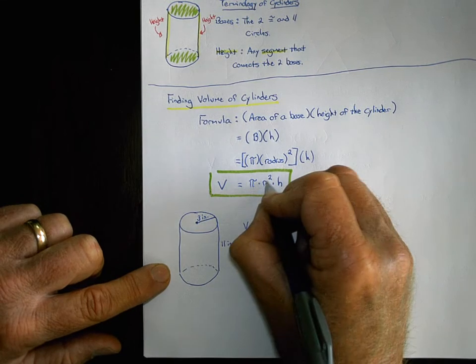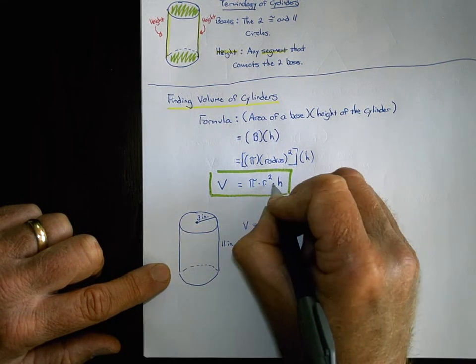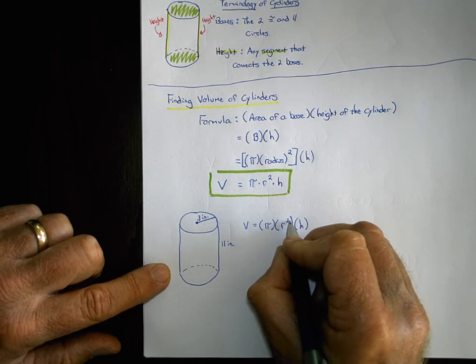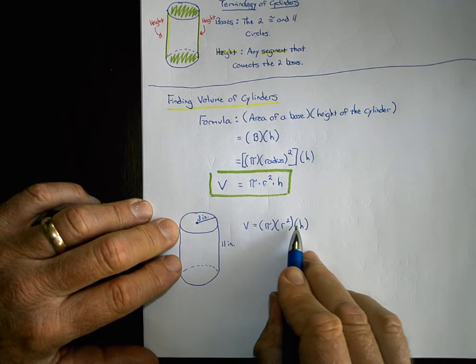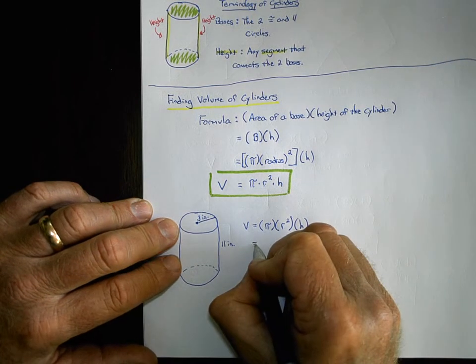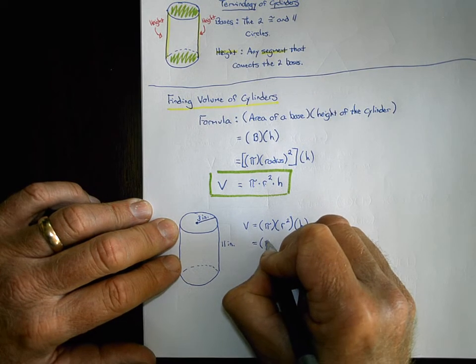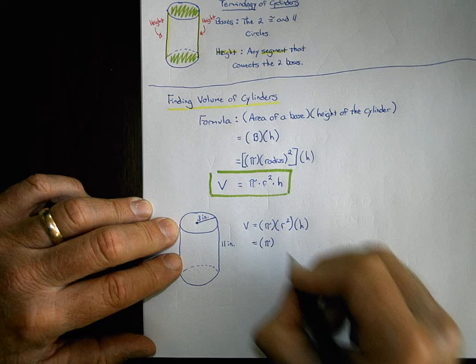times r squared. What does r stand for? It's the radius squared times the height. So pi r squared h. That's how a lot of people say it. Then that means pi times the radius squared times h. Okay? So pi we're just going to leave as the symbol pi, even though we know that it's a numerical value, but we're just going to leave it as the symbol pi.